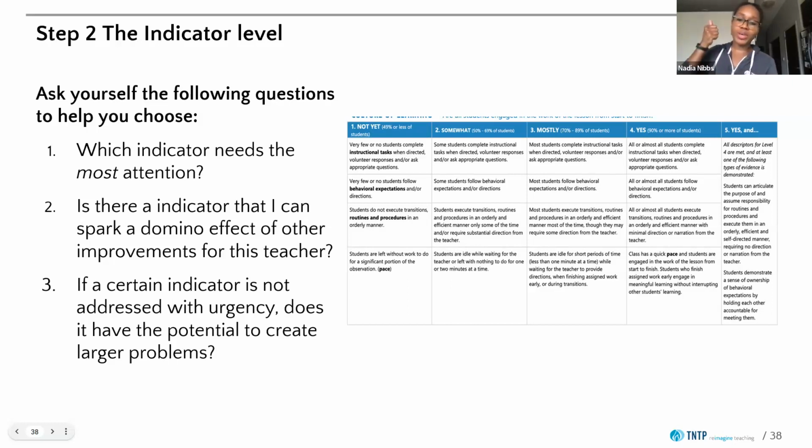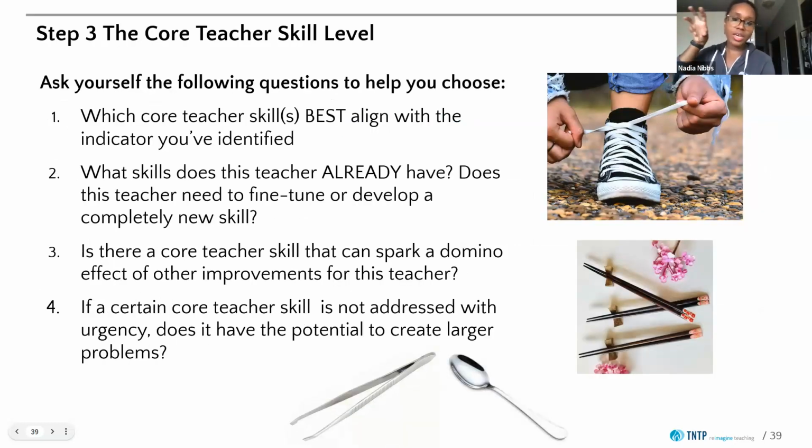Okay, so now you've picked your domain. You've picked the indicator that you want to support Mr. C on. Now it's time to start thinking about how to get there. So, as you know, underneath each domain instead of indicators, there are core teacher skills.